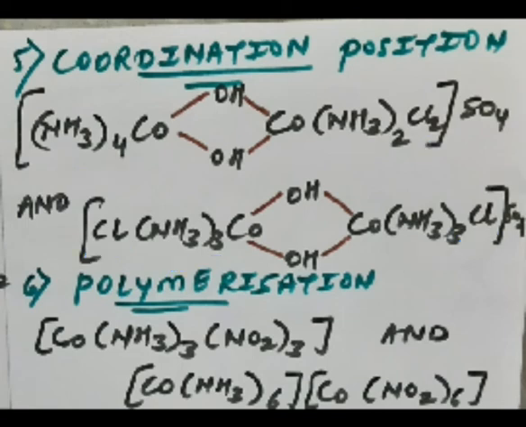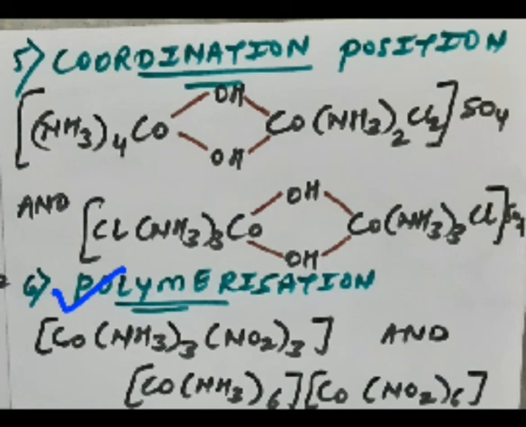The next type of isomerism is polymerization isomerism. Now this is not a true isomerism because the compounds in this case, or the isomers representing this concept, have the same empirical formula, but they have different molecular formulas. Consider an example quoted on the screen.